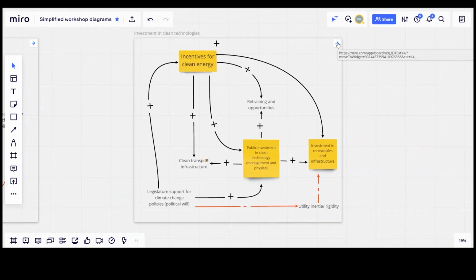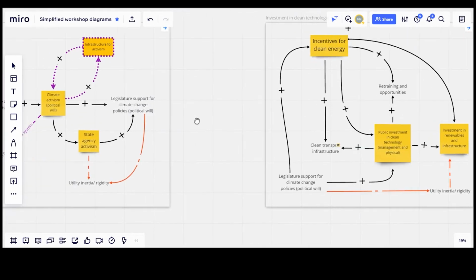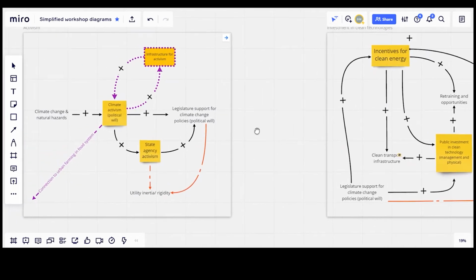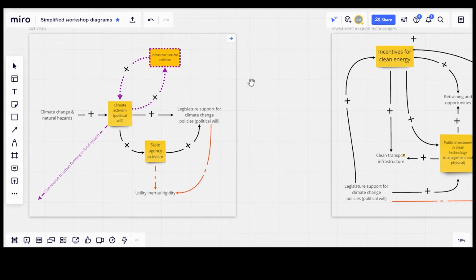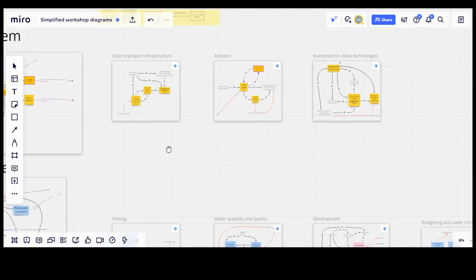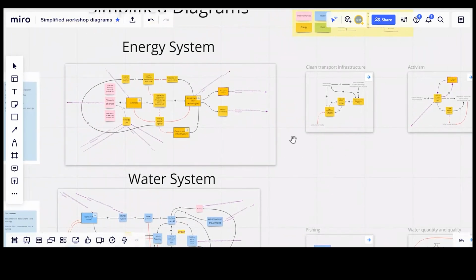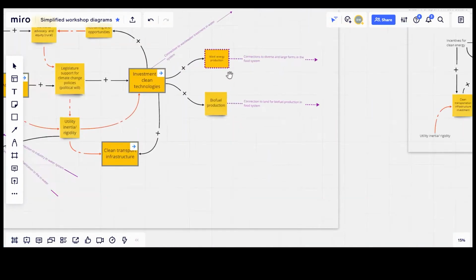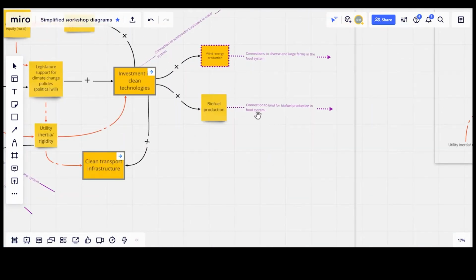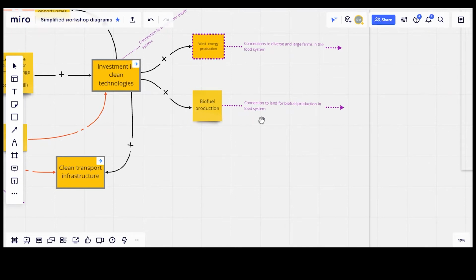Technology and advocacy is not enough, however. It is also necessary to create the right institutional frameworks to support private and public investments. Connections to other systems are important here. For example, the connection from biofuel production to land use in the food system can increase demand for commodity crops at the expense of non-commodity crops.